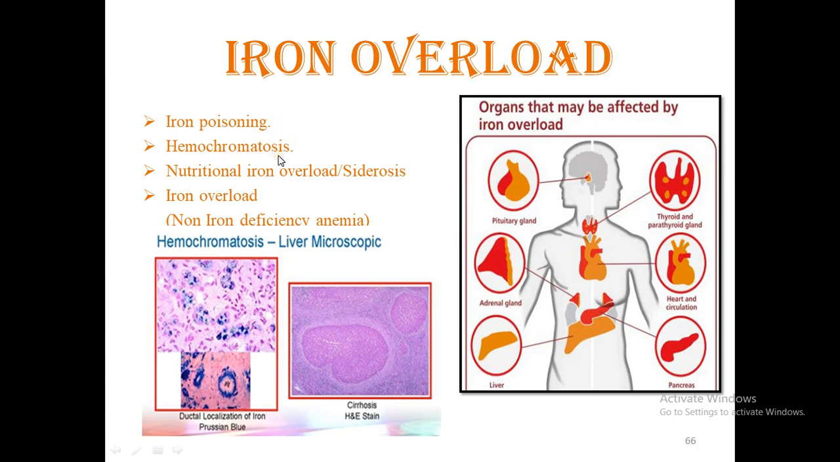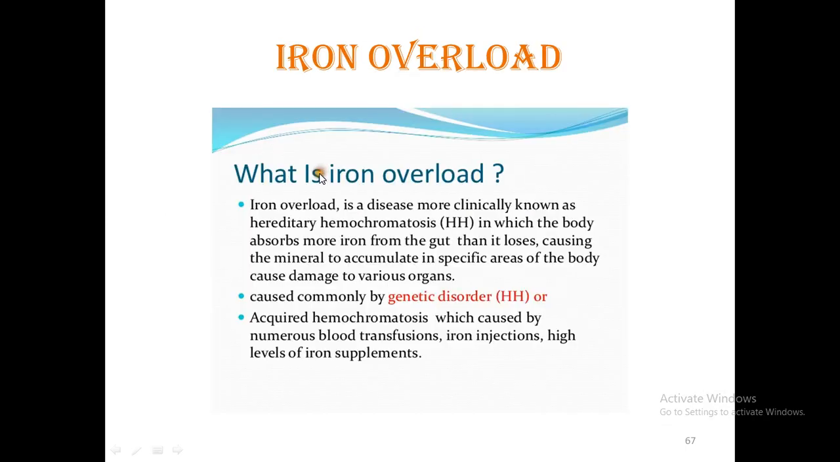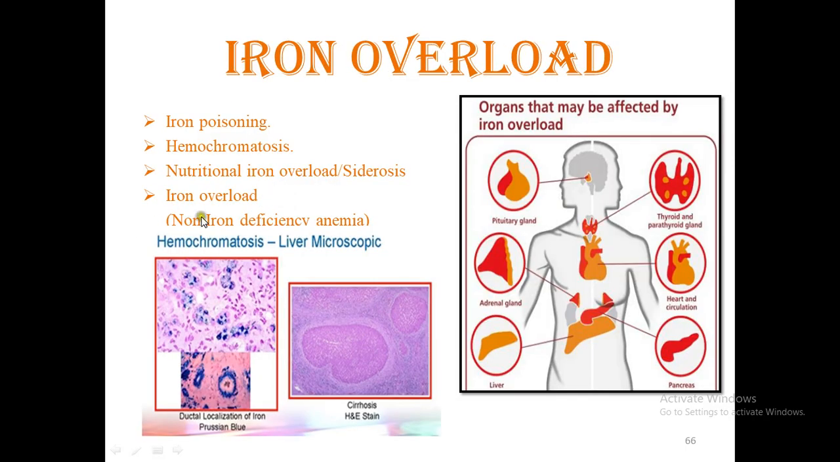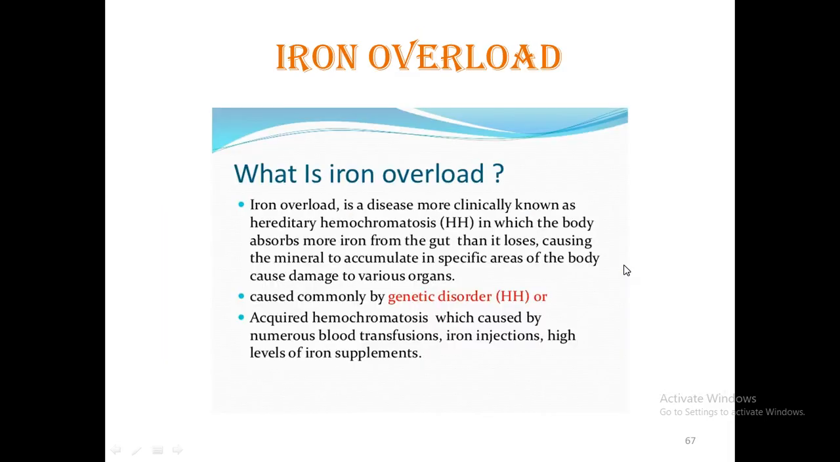Or hemochromatosis, which is a genetic condition of iron overload, or nutritional iron overload, siderosis, or iron overload, which is non-iron deficiency anemia. This is the picture of liver, microscopic appearance of hemochromatosis, where the liver is loaded with iron. When the body is loaded with iron, that iron can be found deposited in the pituitary gland, thyroid, heart, pancreas, adrenal gland, liver, meaning all the organs of the body may become saturated with iron when there's iron overload. So what is iron overload?